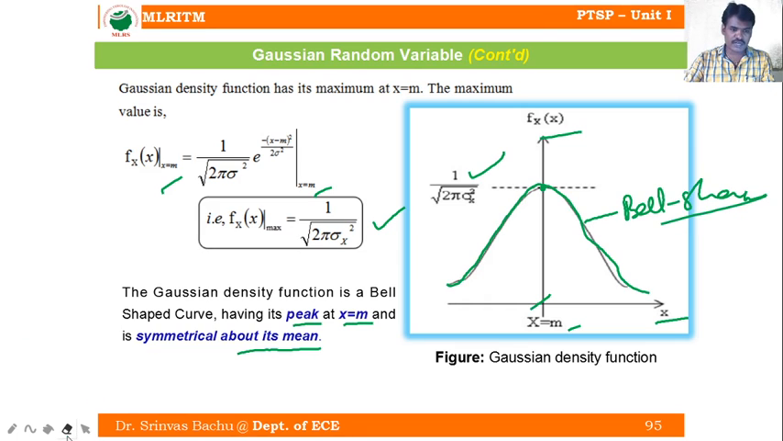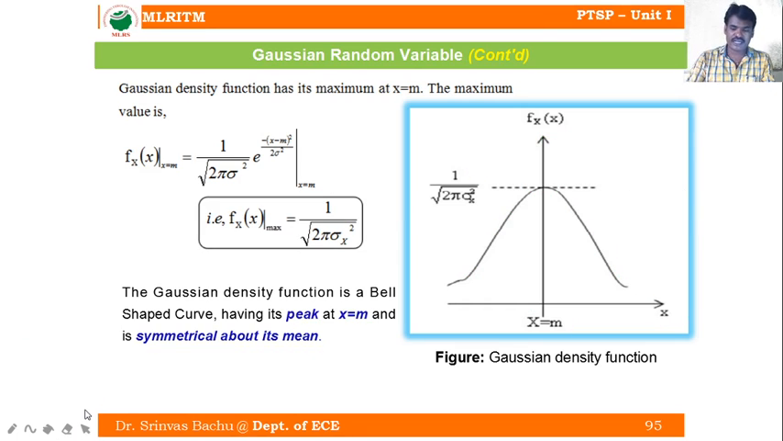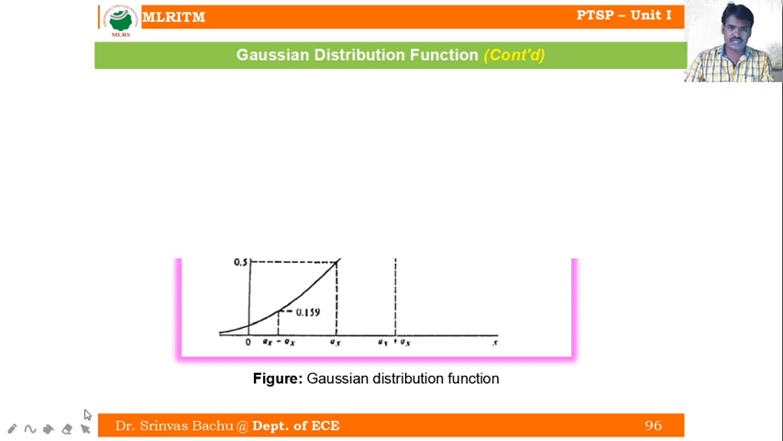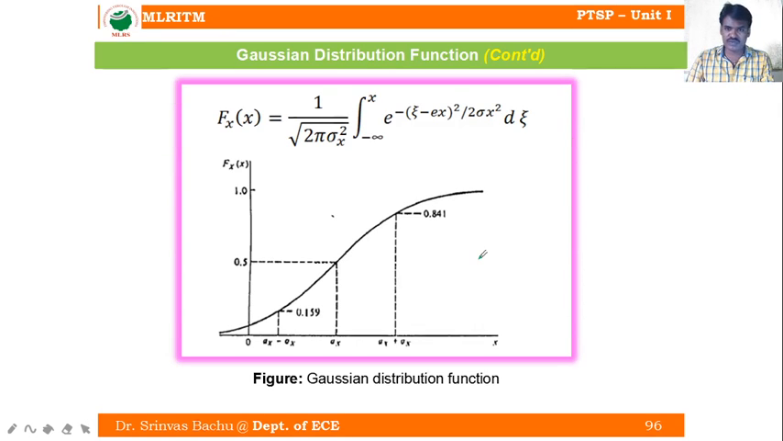Now we'll see the corresponding distribution. The distribution can be obtained by taking the integration of this density function. I've directly written the expression: Fx of x, the capital F, the distribution of the Gaussian random variable, is 1 by root of 2 pi sigma square x, integral from minus infinity to x of the density function in terms of another variable, e to the power of minus of eta minus m whole square by 2 sigma square x, d eta. Distribution values for the Gaussian are tabulated as the Gaussian distribution function values.